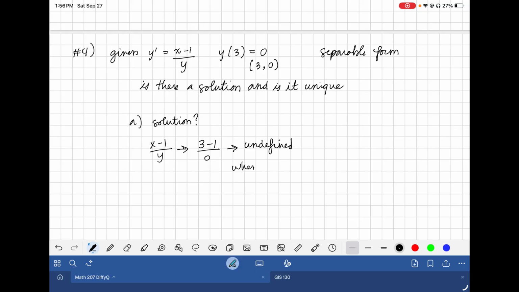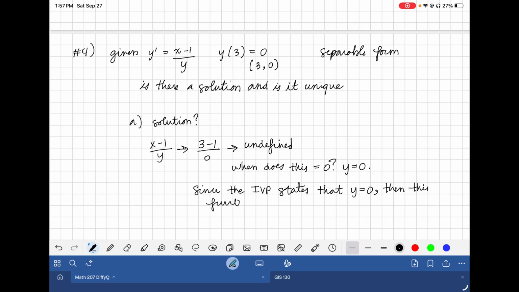And so we answer the question, when does this equal 0? And that's going to be when y equals 0. And in this case, y does equal 0. All right, and so since the initial value problem states that y equals 0, then this function would be undefined since it has a 0 on the denominator.